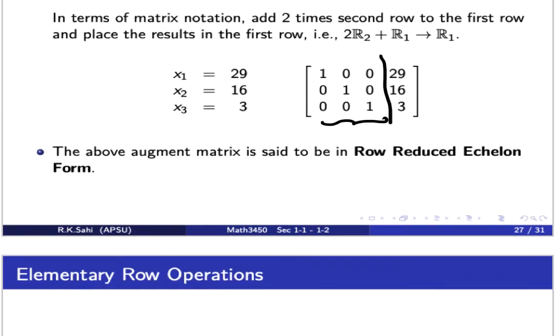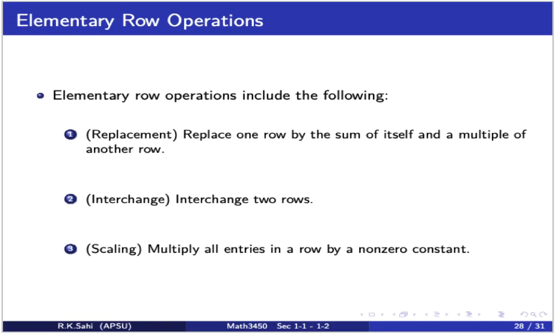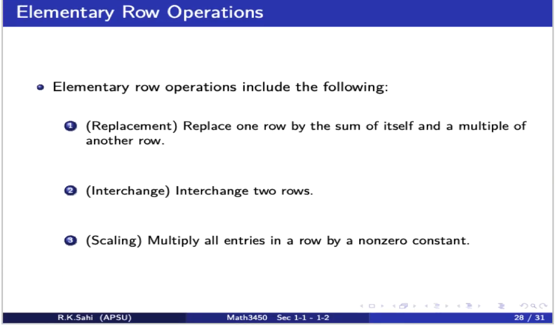Now, moving forward, these elementary row operations. Notice that all the time we were doing operations on the rows. These are called the elementary row operations. It simply means you replace one row by the sum of itself and a multiple of another row, which is called the replacement row operation. Interchange: it doesn't matter which of the equations you place first. It will still not affect the solution.